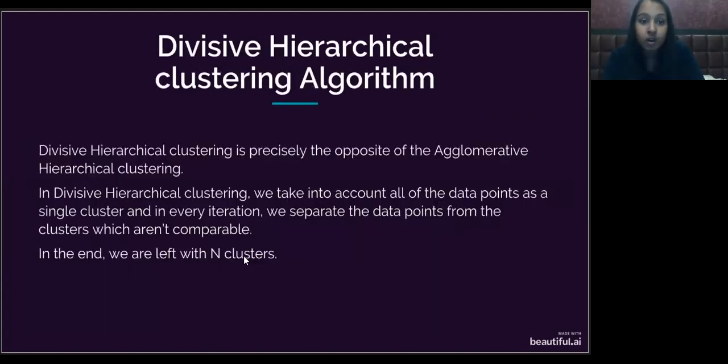Now we are going to talk about the second part of the hierarchical clustering algorithm, which is the divisive hierarchical clustering algorithm. Divisive hierarchical clustering is precisely the opposite of agglomerative hierarchical clustering. In divisive hierarchical clustering, we take all of the data points as a single cluster, and in every iteration, we separate the data points from the clusters which aren't comparable. In the end, we are left with n clusters. So this is exactly the opposite of the agglomerative algorithm.